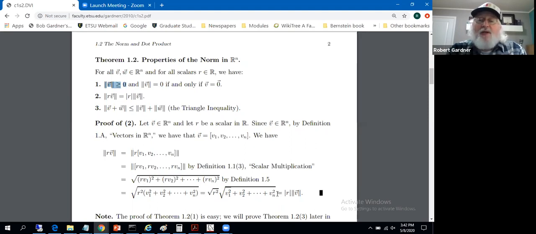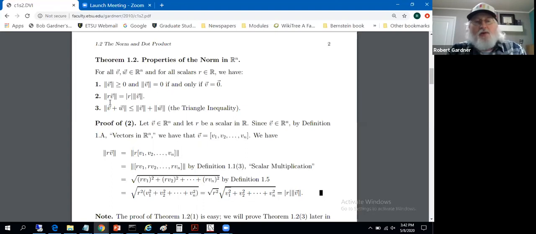Oh, and the only time we could get 0 out, because we've got a bunch of non-negative numbers added together, the only way we could get 0 out of the square root is by the sum being 0, and the only way that's going to occur because of the squaring is if each of the constituent pieces v1 through v sub n were 0. So that, totally unsurprising. Second property, also unsurprising, but we'll go through and establish that with a little proof here.